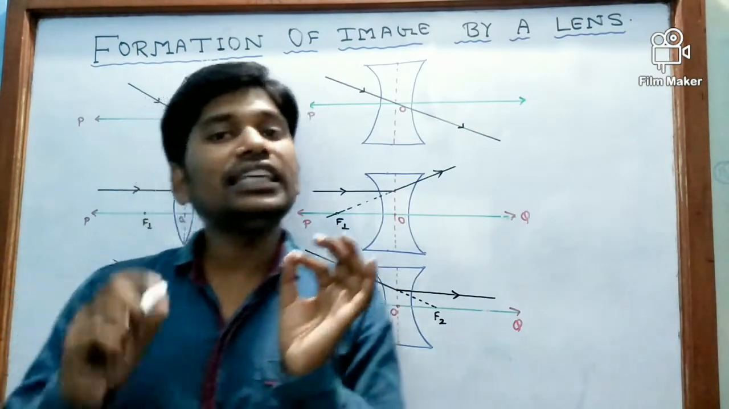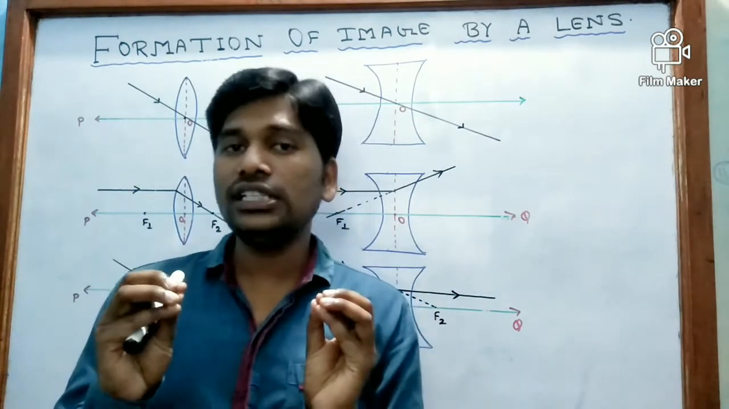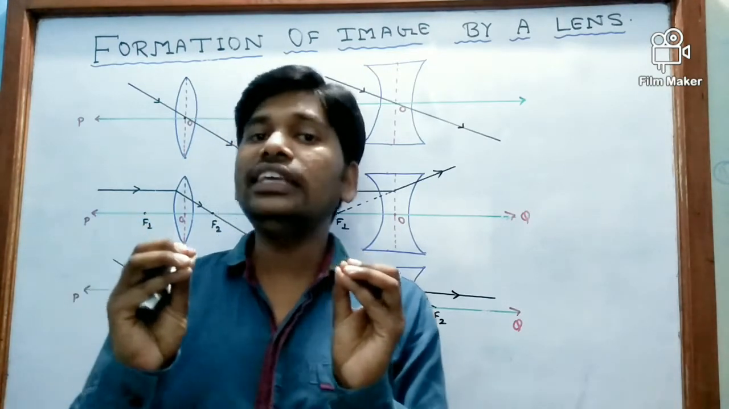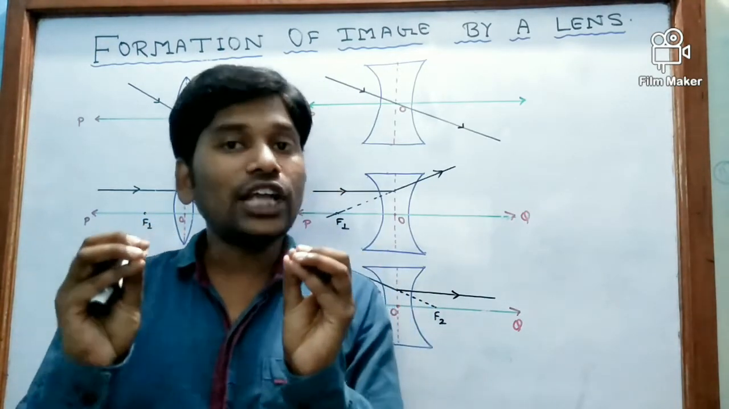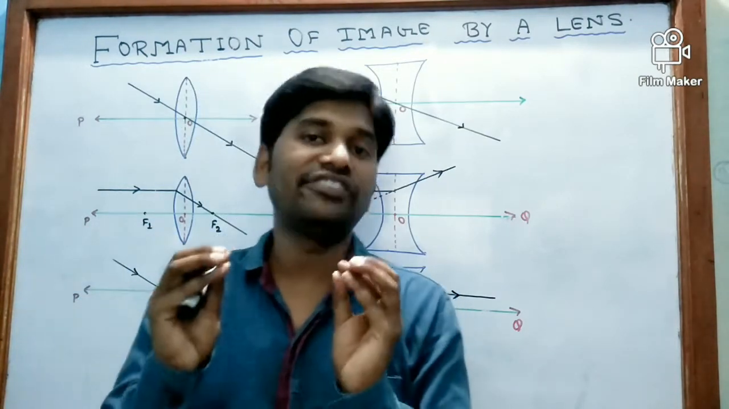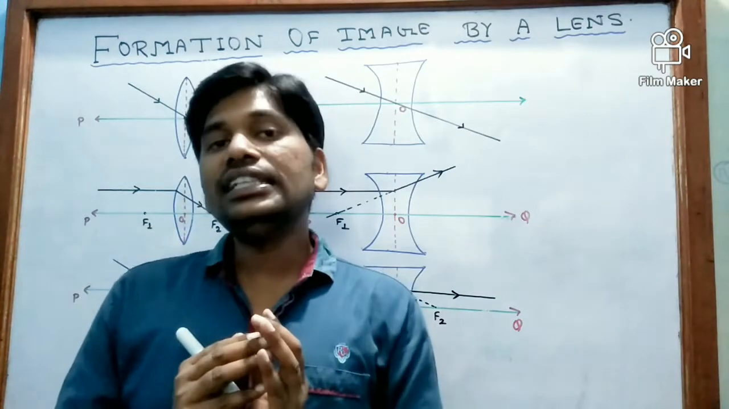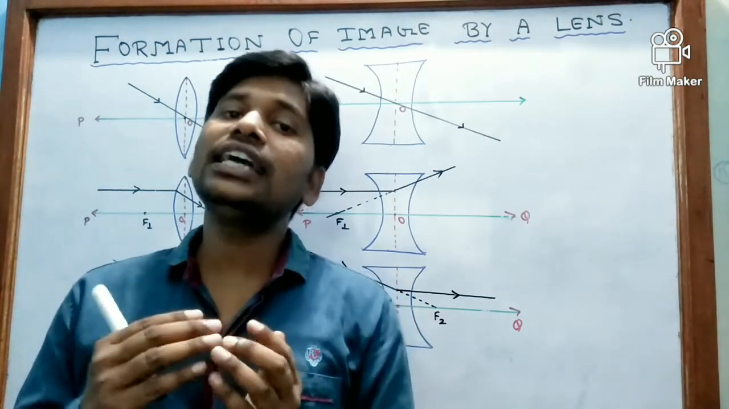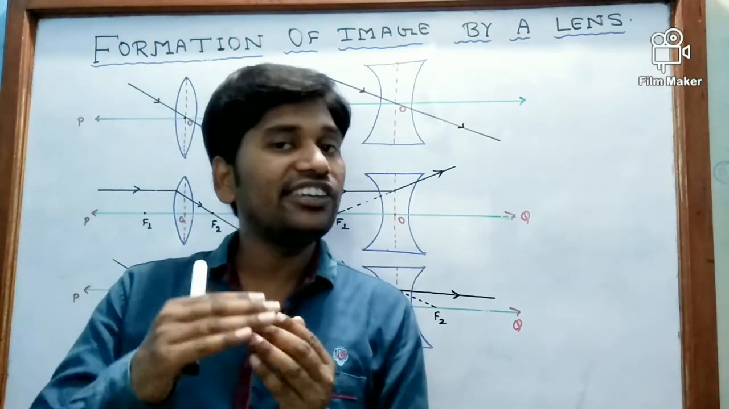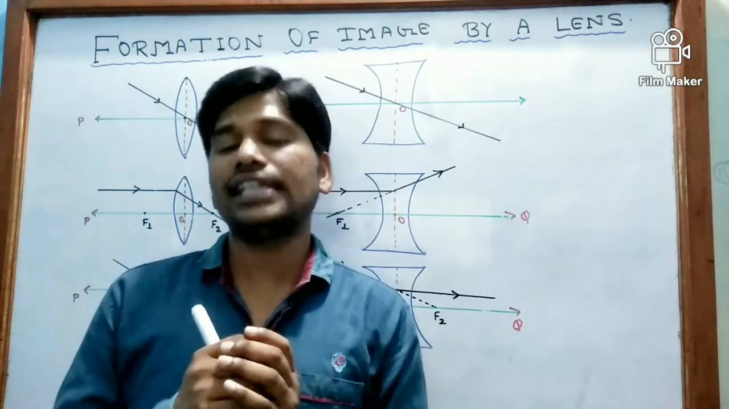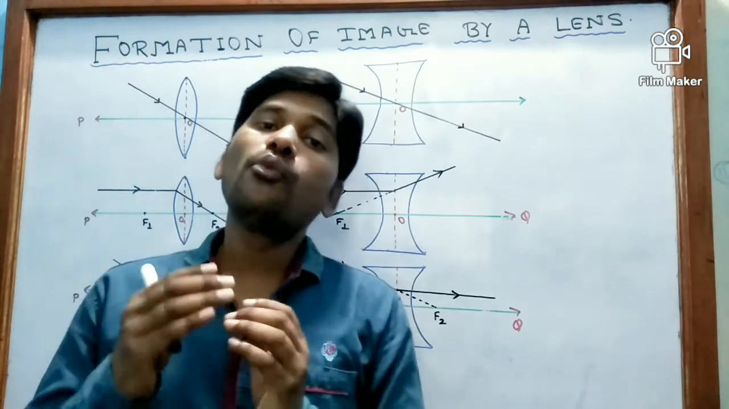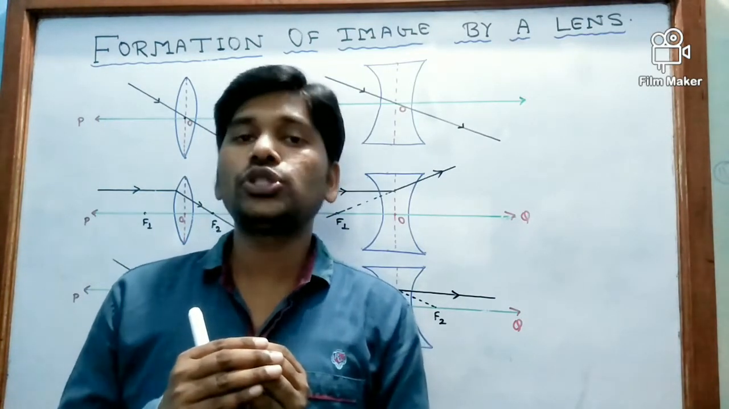So we can say the image is formed at a point where the refracted rays actually intersect or appear to diverge after refraction. There are two types of images, real image and virtual image. Real image is formed at a point where the refracted rays actually intersect, and virtual image is formed at a point from where the refracted rays appear to diverge.